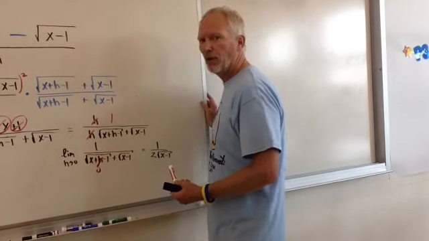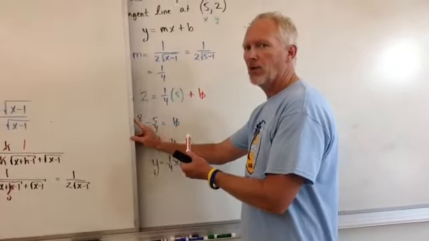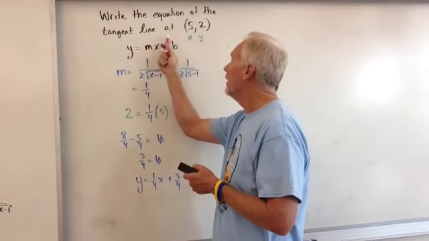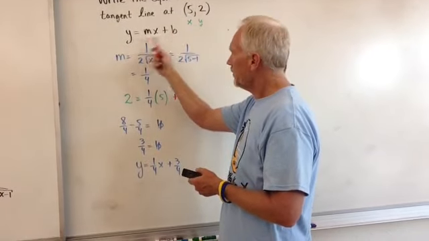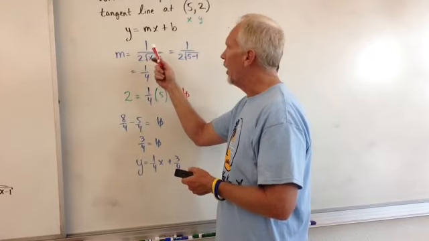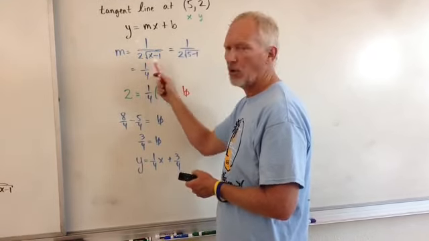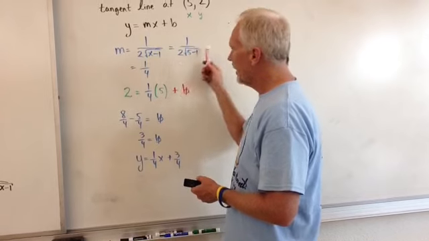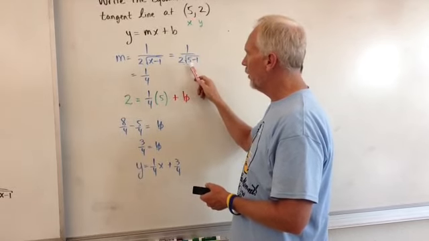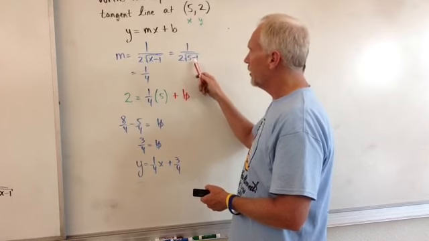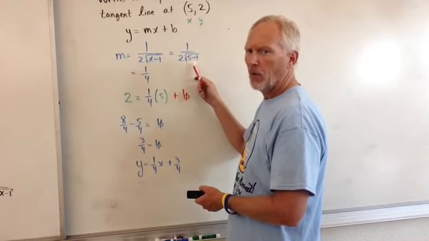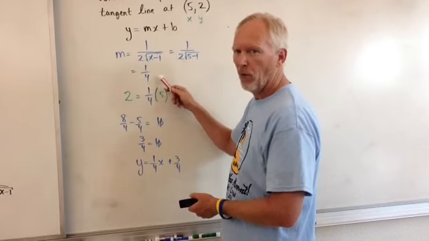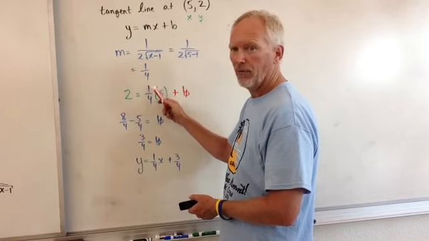All right, so the next maneuver is we need to write the equation of the tangent line. So it says right here, write the equation of the tangent line at 5, 2 in y equals mx plus b format. Well, our m, again, this is the equation of the slope at any point of our function, 1 over 2 square root of x minus 1. As soon as I put my 5 in, 1 over 2 times the square root of 5 minus 1. 5 minus 1 is 4. Square root of 4 is 2. So 2 times 2 is 4, so 1 over 4. So now our m is 1/4.